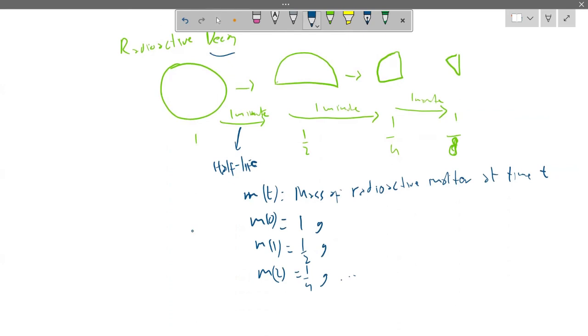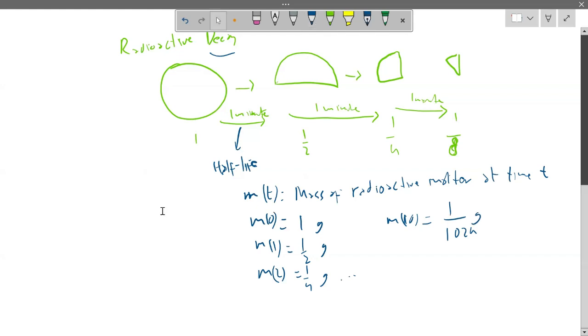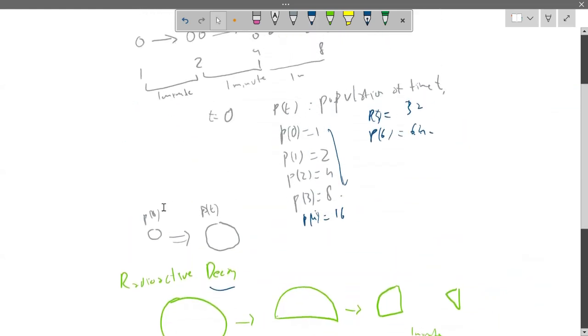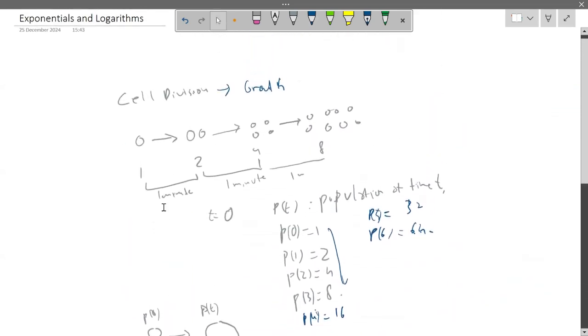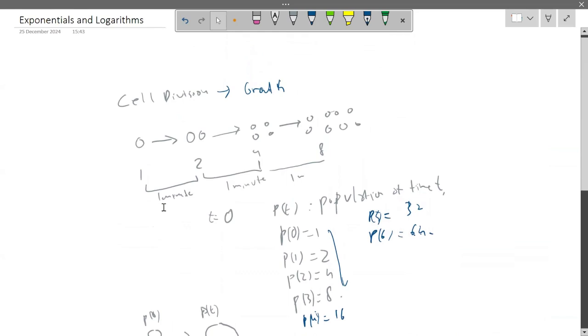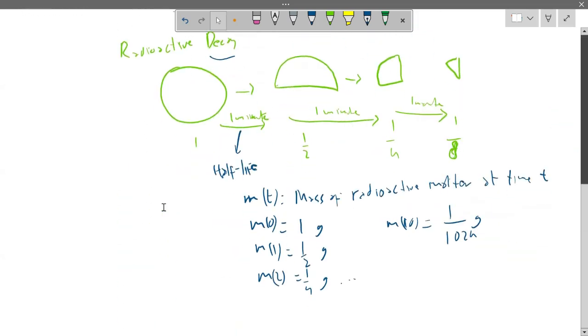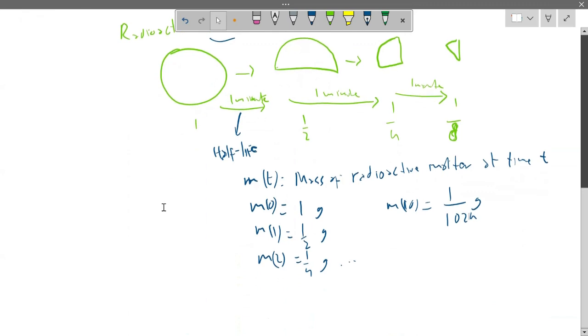How much radioactive matter will be present after 10 minutes? Well, this would be 1 over 1,024 grams, which is a very small amount. And these are just examples of problems that may arise that can be solved using exponentials. We'll talk about logarithms after exponentials for an apparent reason. All right. So let's first talk about exponentials.